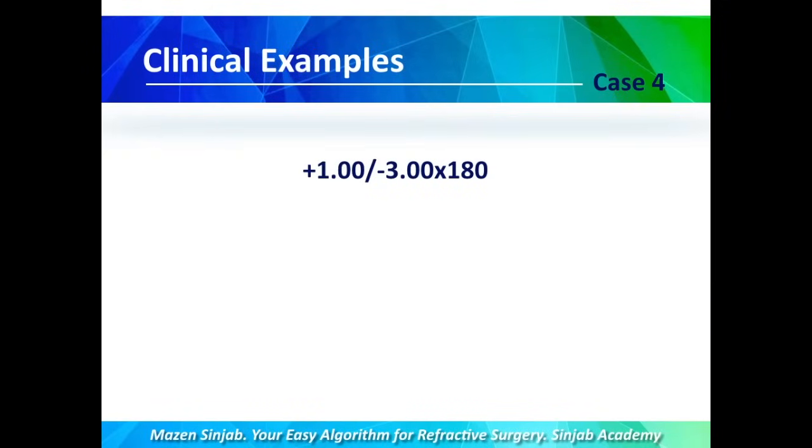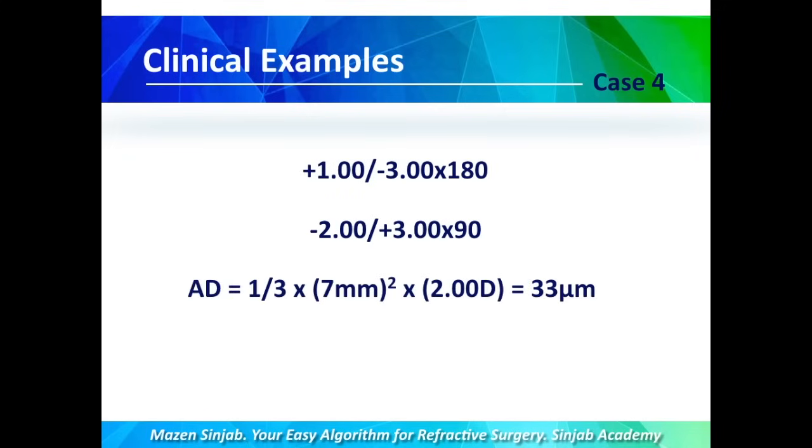Now, there is another way to calculate the ablation depth in this case. We have to convert this equation to make the sphere minus and the cylinder plus, and then we can apply the formula on the minus component in this equation, as you see here, and the ablation depth will be roughly 33 microns.